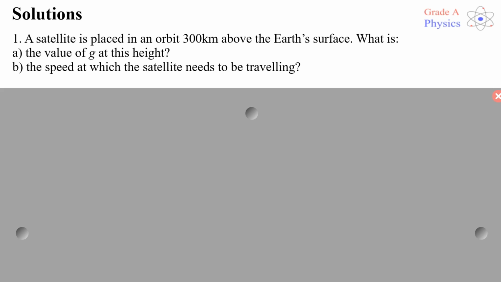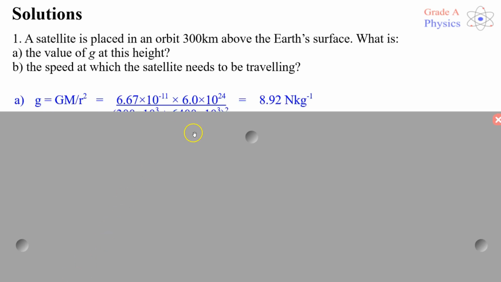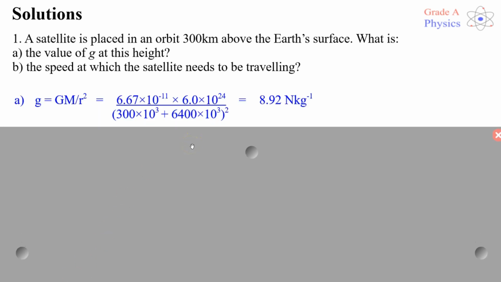So these are the solutions to the questions on satellites for Newton's law of gravitation. Question one, the value of g, part A, that should be straightforward. That's very similar to what we saw earlier on. So we've got our formula, we need to write that out. We know g, we know the mass. We should be given that. You're not expected to know that.